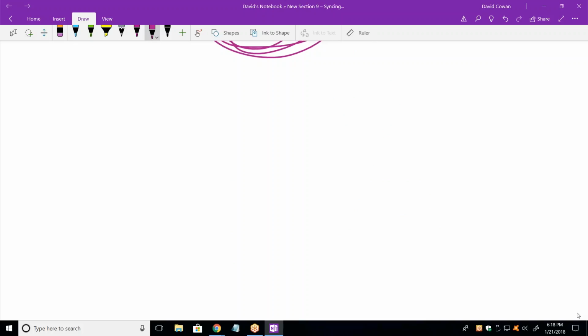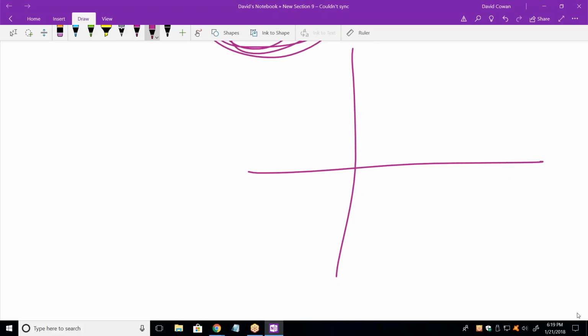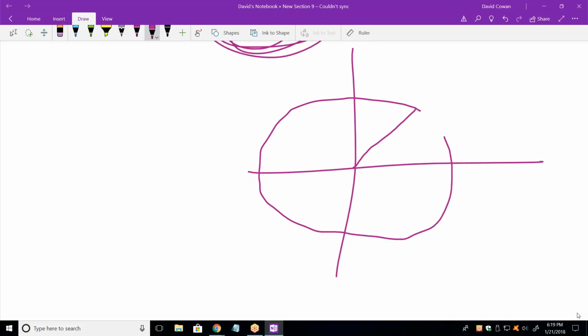Here's something I don't get. I don't get the whole thing of sine squared theta plus cosine squared theta is 1. I will explain why to you, but you don't really need to know why. Here's my unit circle. There's 1.